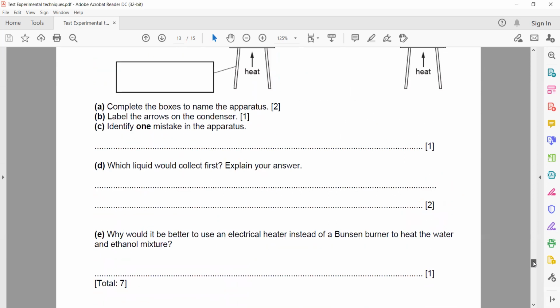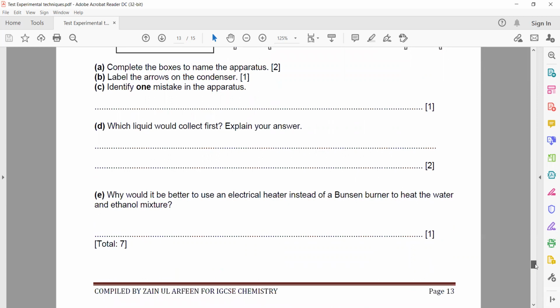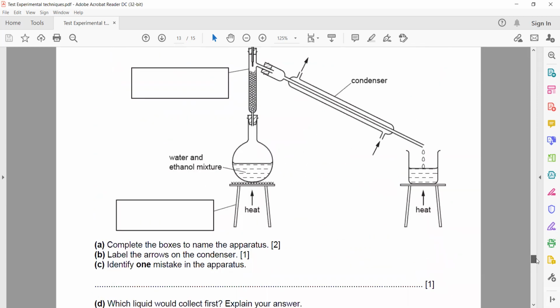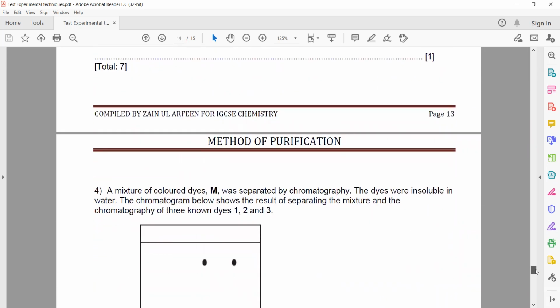Which liquid will we collect first? We'll collect alcohol because it has a low boiling point. As it is 78, it will first vaporize and condense. So we collect alcohol first and the water will be left in the round bottom flask. And why would it be better to use an electrical heater? Because alcohols are flammable liquids, they can catch fire. So for safety, we use an electrical heater.